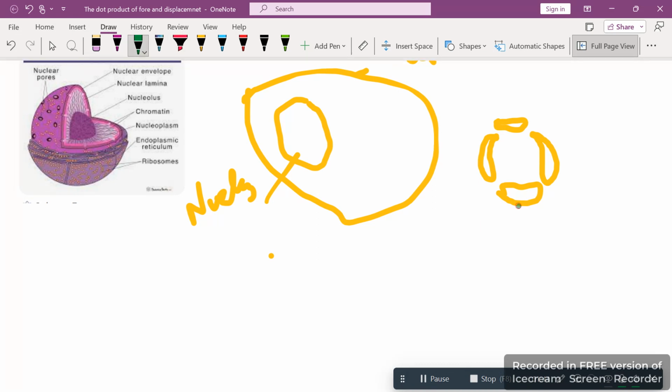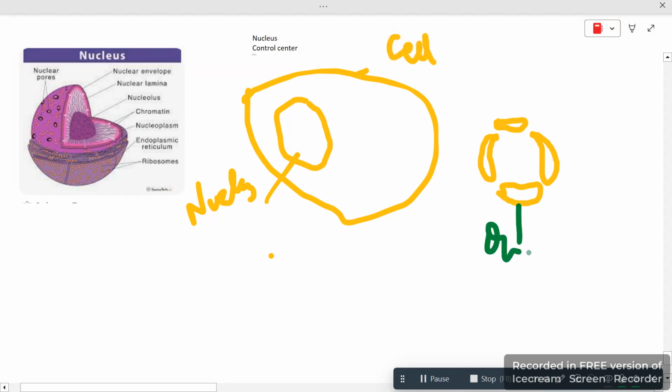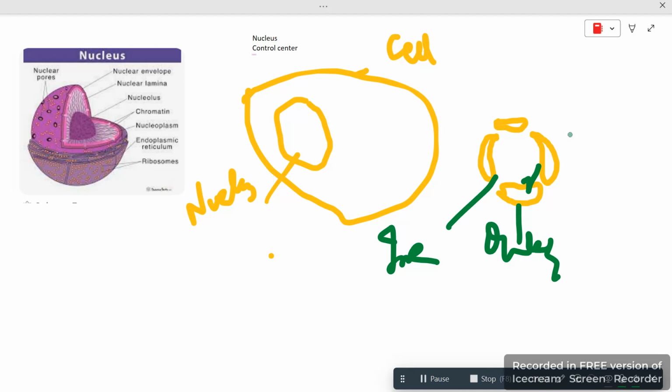How? This one is the outer membrane. This part here is known as the inner membrane. And this complete part has a fluid. So this inner space is known as the perinuclear space. I'm not writing it completely, this is the perinuclear space.